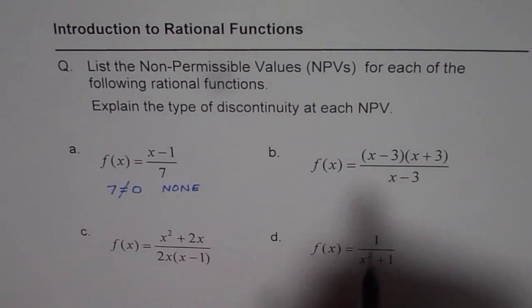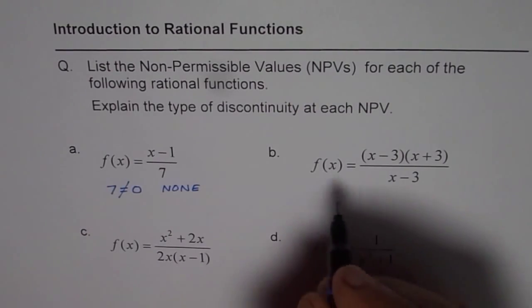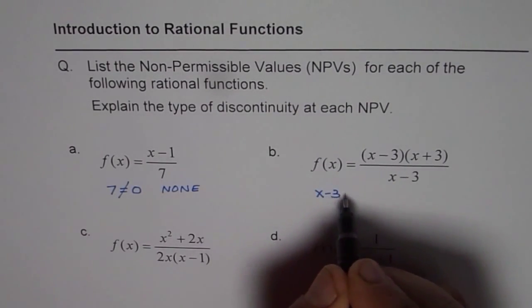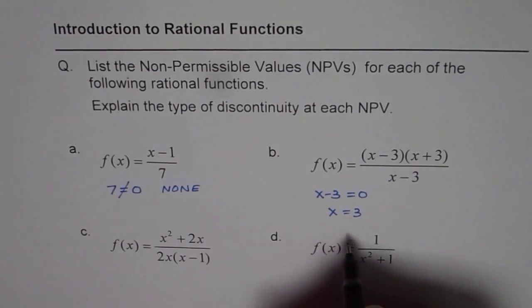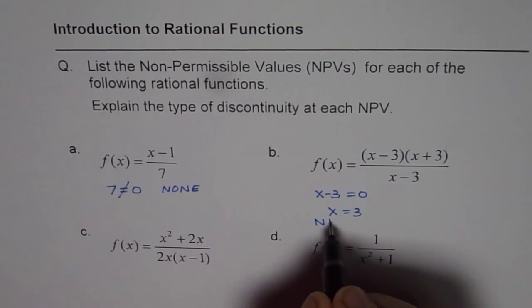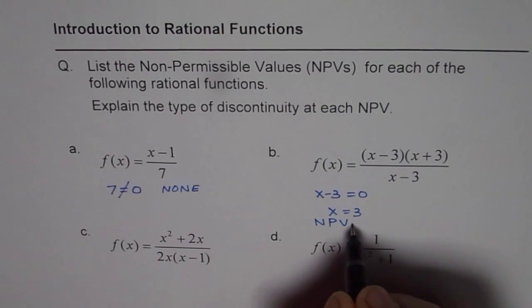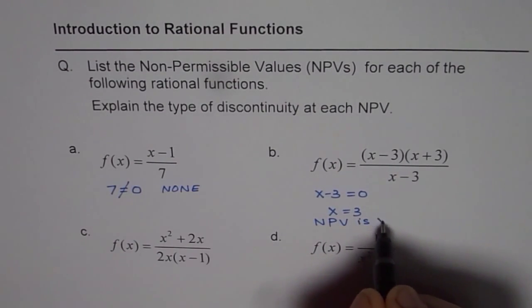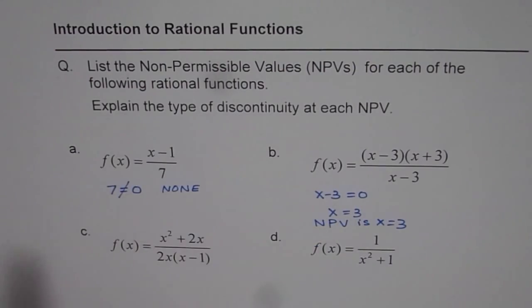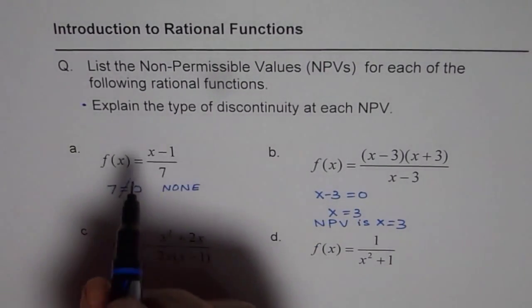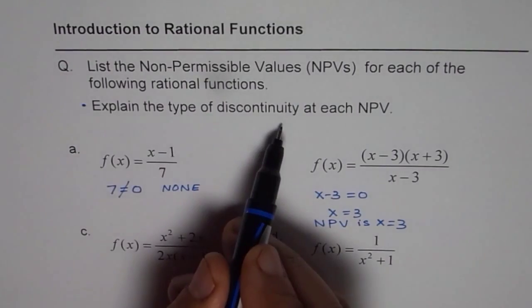Okay, part B. The denominator is x minus 3. So if I equate it to 0, I get x equals 3, and therefore the non-permissible value is x equals 3. So that explains the first part. Now we need to explain the type of discontinuity.